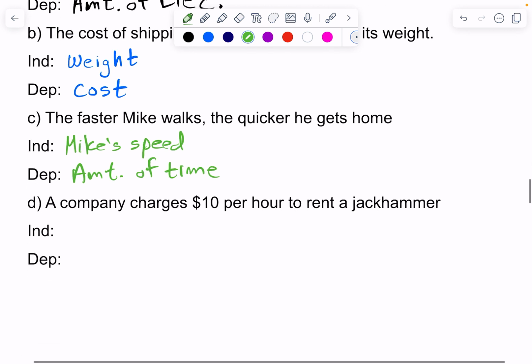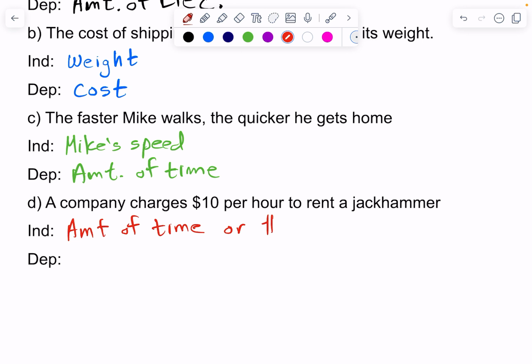Last but not least, a company charges $10 per hour to rent a jackhammer. Ooh, what's the independent here and what's the dependent? Well, if you answered the independent is the amount of time, or in other words, the number of hours that the item is rented, then you answered correctly. And the dependent is the total cost. Let's think about it logically. The more time, or the more number of hours that you rent the jackhammer, the more it's going to cost.